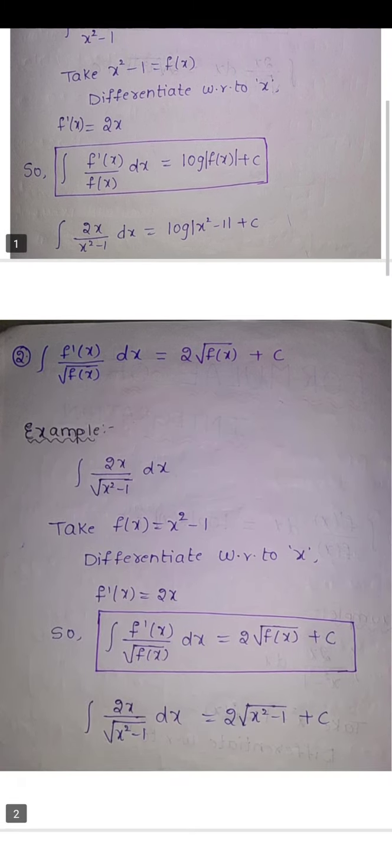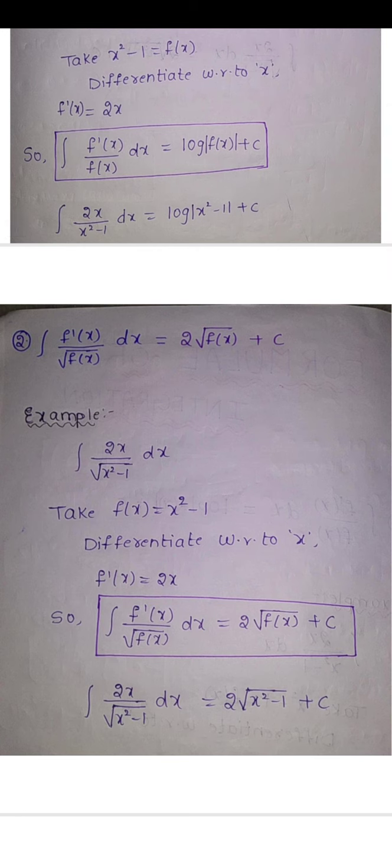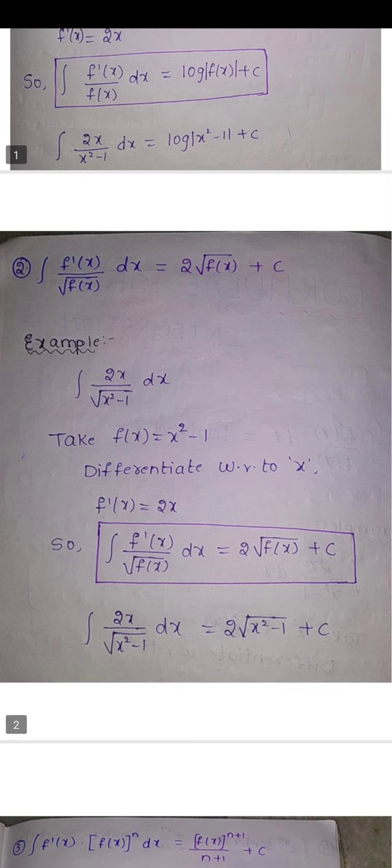So we'll go to the next formula. Integral f dash of x by root f of x dx is equal to 2 root f of x plus c. Now we will see the example. Integral 2x by root of x square minus 1 dx. Take the denominator x square minus 1 equal to f of x. Differentiate this x square minus 1 with respect to x. We get f dash of x. X square with respect to x means 2x and constant is 0.